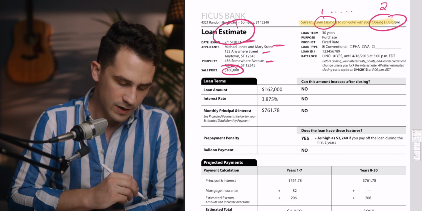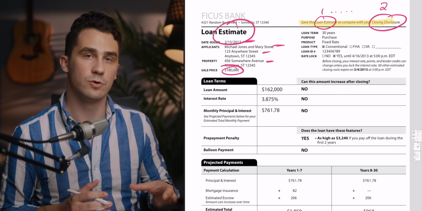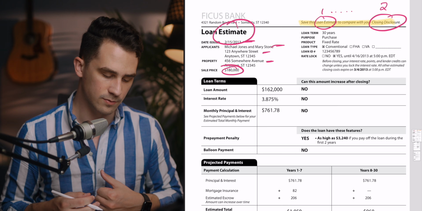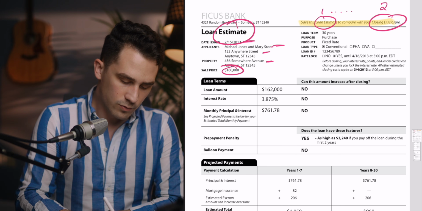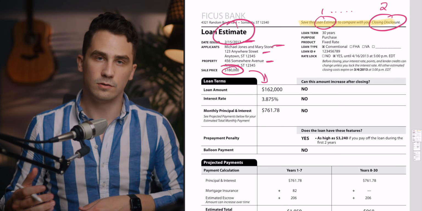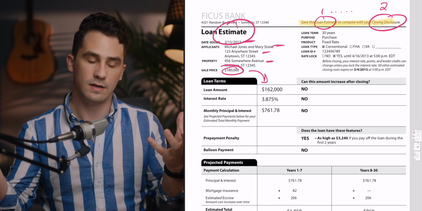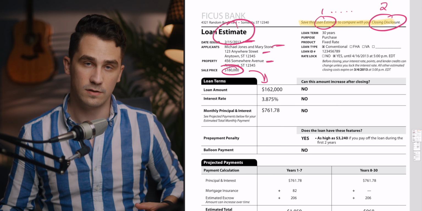Right here is your sale price. This is what you agreed to on your purchase contract. How much are you buying the home for? It's going to be listed right there. Okay, then right beneath this is our loan amount. The difference between the sale price and the loan amount is normally what our down payment is.